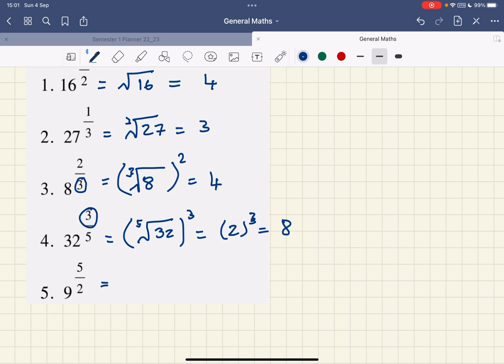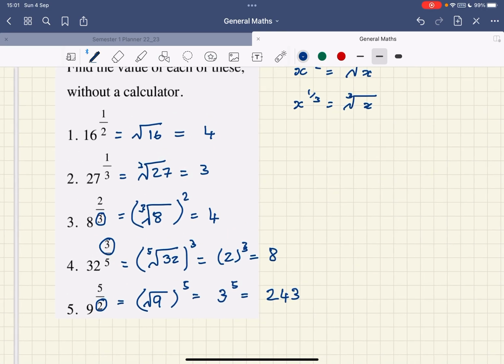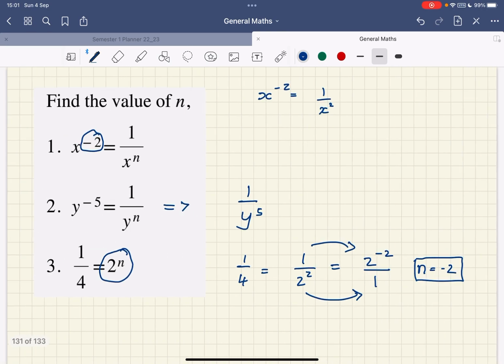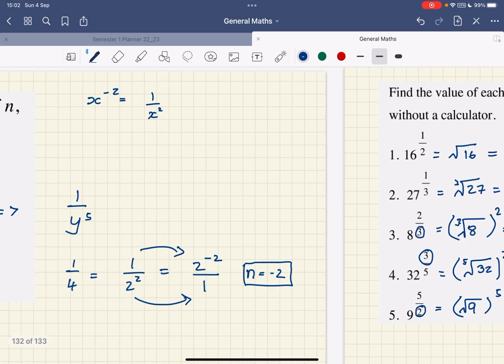And the last one, 9 square rooted, that 2 there is going to do the square root, and then to the power of 5. So the square root of 9 is 3. 3 to the power of 5, I think, is 243. So we can see how we can build some of these up with fractions and with negatives. We're going to go on to the next instruction.